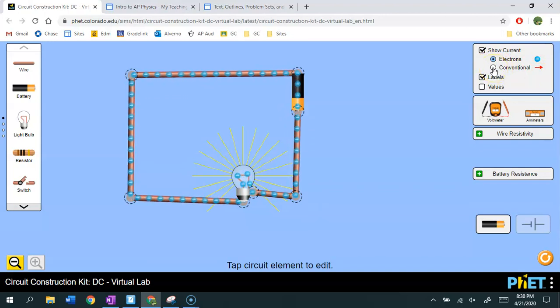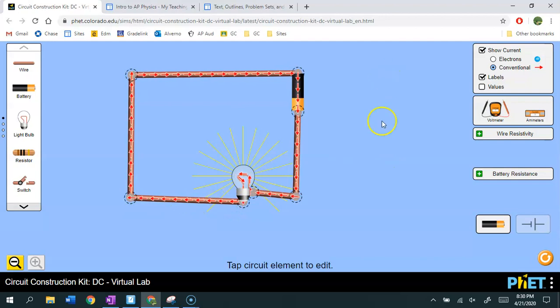So I'm going to press this button here called conventional, and now there's red arrows. And so this right here is the current. Okay, it's the current that we say. Think of it as the water that is flowing through that diagram, and then it's coming to the bulb. Okay, and then it's going through the bulb.